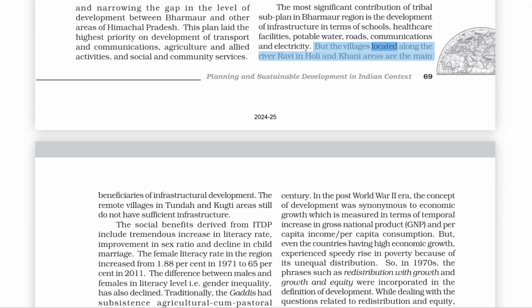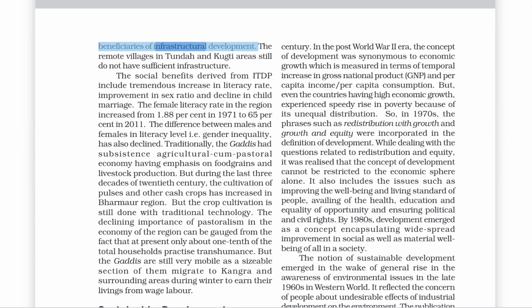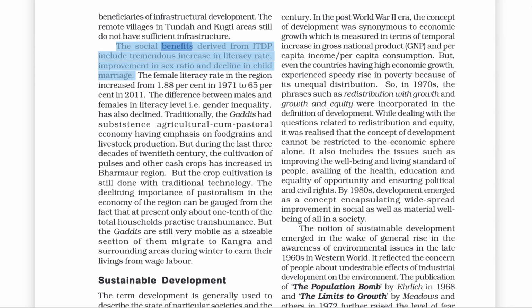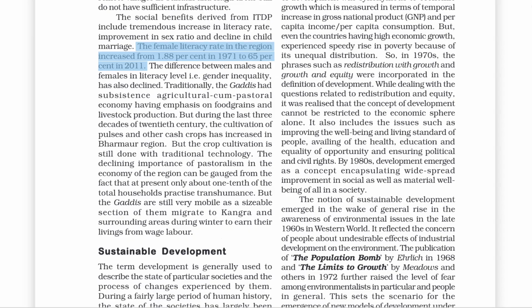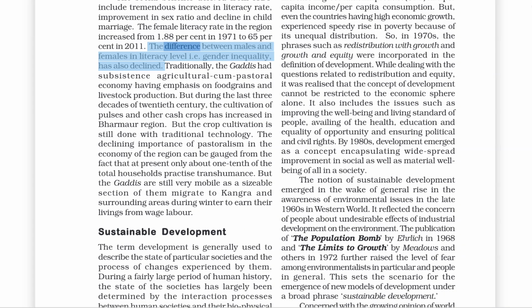But the villages located along the river Ravi and Holi and Kani areas are the main beneficiaries of infrastructural development. The remote villages in Tunda and Kugdi areas still do not have sufficient infrastructure. The social benefits derived from ITDP include tremendous increase in literacy rate, improvement in sex ratio, and decline in child marriage. The female literacy rate in the region increased from 1.88% in 1971 to 65% in 2011. The difference between males and females in literacy level, i.e. gender inequality, has also declined.